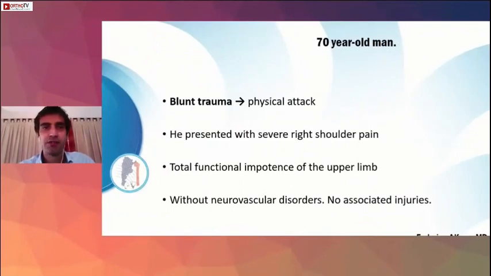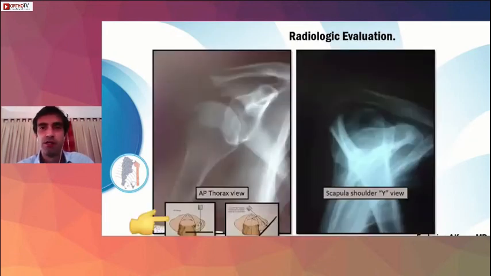A case of a 70-year-old male patient who presented with severe right shoulder pain after a direct violent trauma, no associated injuries. This was the initial radiologic evaluation, the X-ray on the left. It is an AP thorax view.